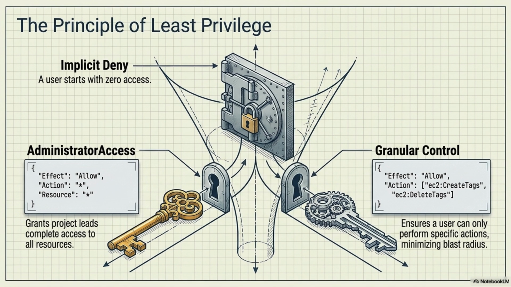The principle of least privilege. This is where most beginners mess up. Giving full access feels easy, but it's risky. Instead, follow least privilege. Start with 0 access, then grant only what's needed. That way, even if something goes wrong, the damage is limited.